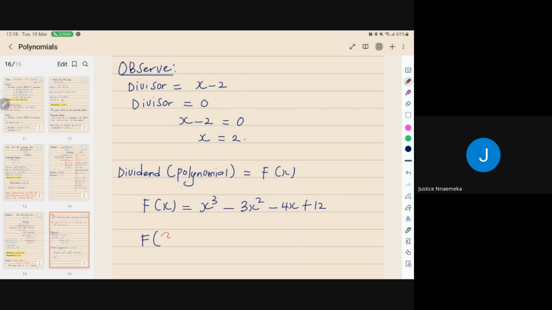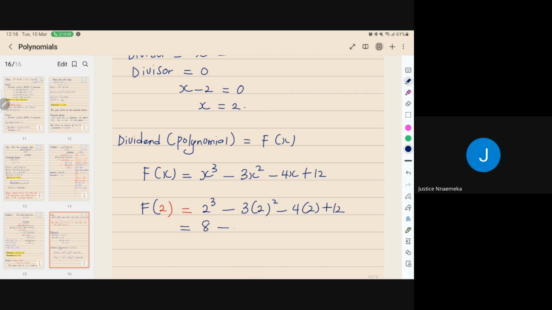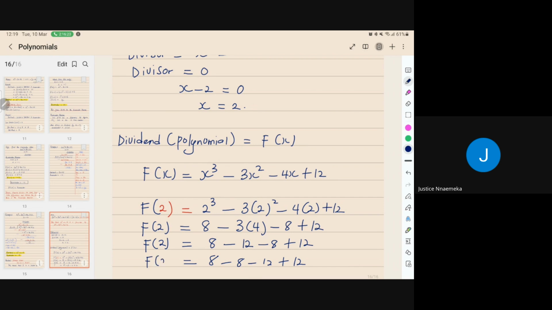When you plug in 2 right there, this will be equal to what? I have 2 to the power 3, minus 3 times 2 squared, minus 4 times 2, plus 12. So this is equal to 8 minus 3 times 4, minus 8 plus 12. This is equal to 8 minus 12 minus 8 plus 12. This is equal to 8 minus 8 minus 12 plus 12.